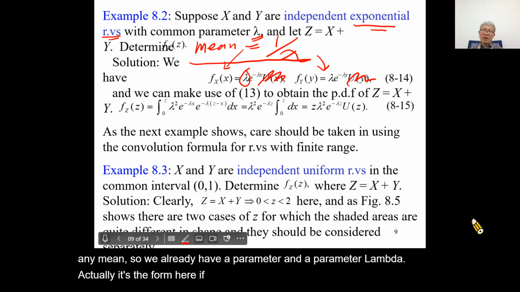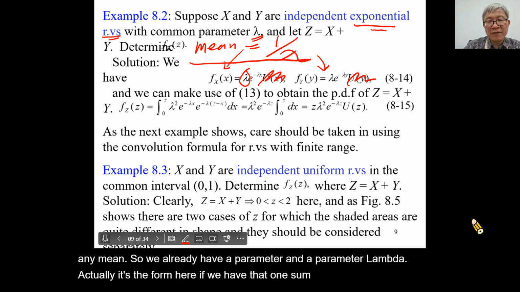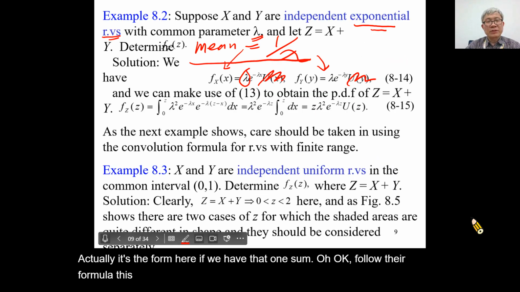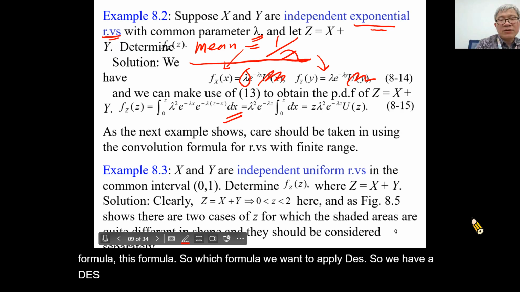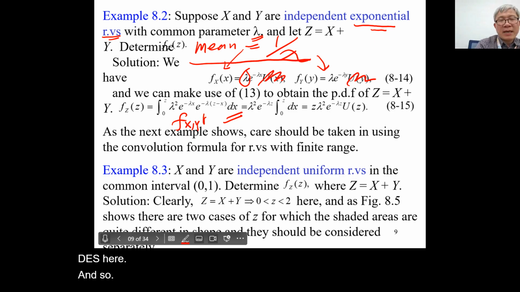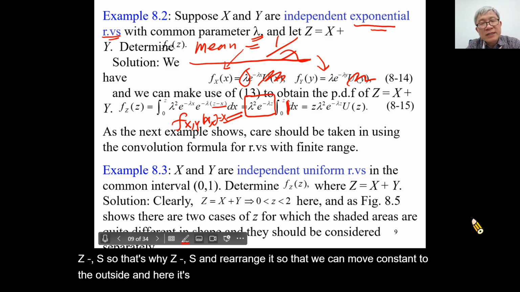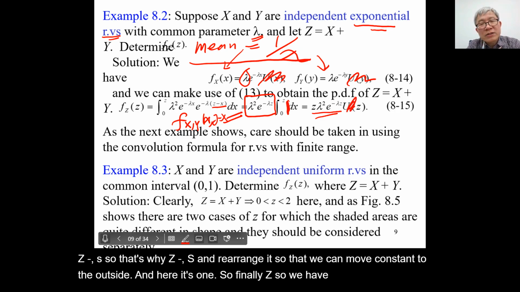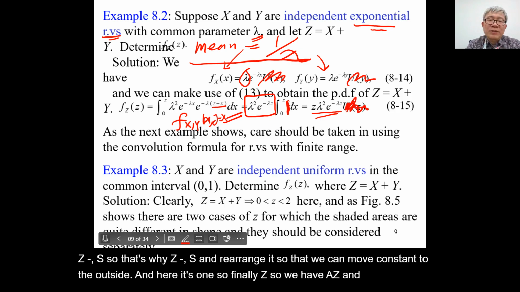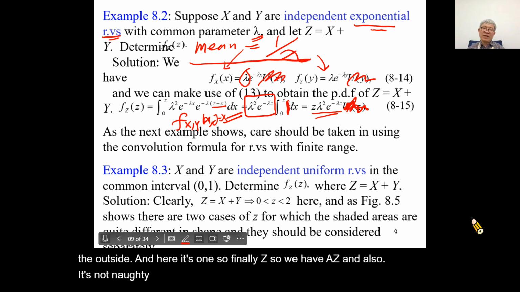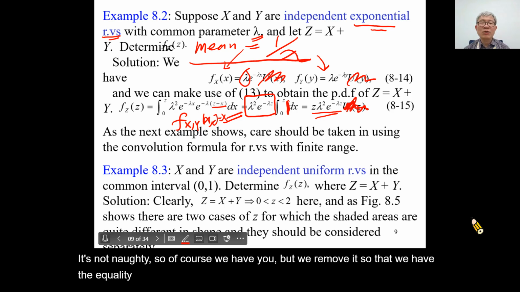If we have that sum, we follow this formula. Which formula do we want to apply? We have a dx here, and fxy at x, z minus s. So that's why z minus s. Rearranging it, we can move the constant to the outside, and here it's 1. So finally it's z. Also, it's non-negative, so of course we have u, but we remove it so that we have the equality. But you have u of z.